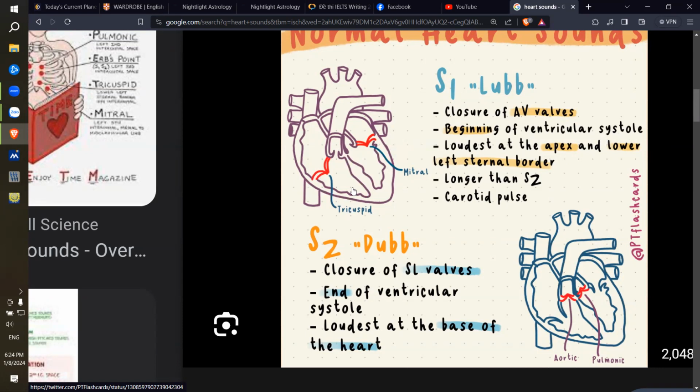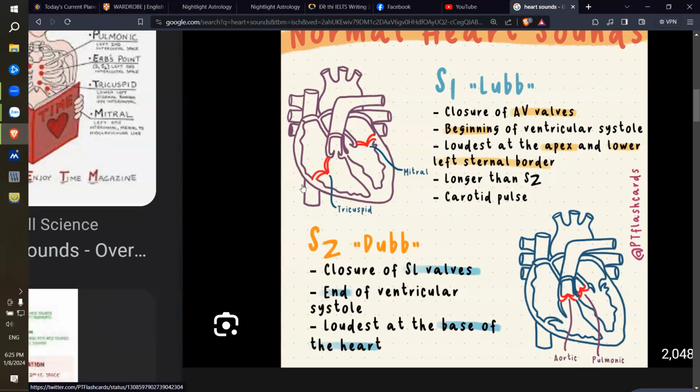Lub is very loud at the apex and lower left sternal border. Nói chung là ở cái đỉnh của tim, the apex, is of course the loudest, and the lower left sternal border is here. I think here is the apex, but here's the lower left sternal border. And dub is longer than the lub sound. Cái tiếng dub nó kéo dài lâu hơn.